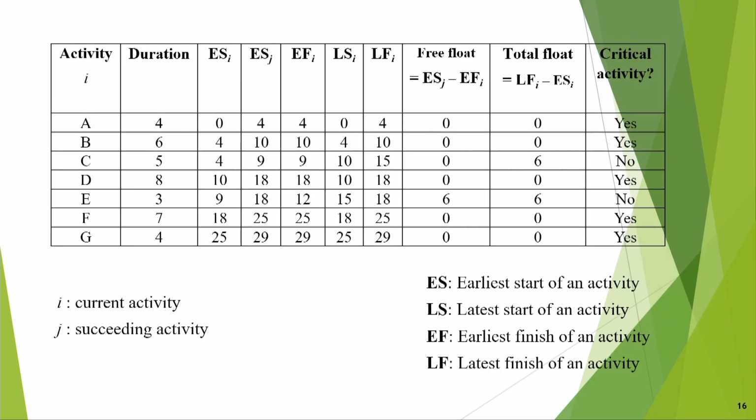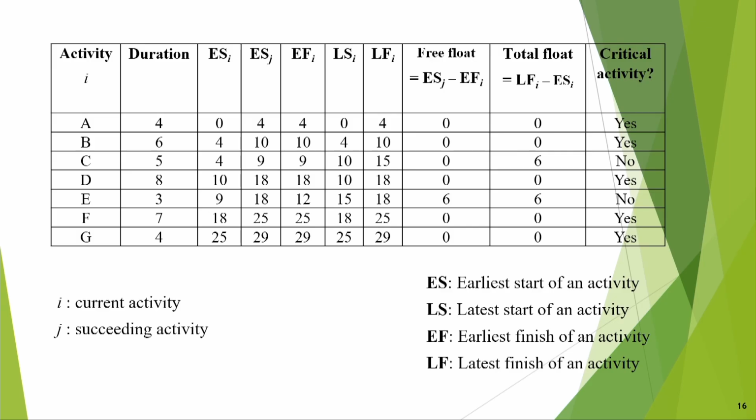If I plot them in a table, then I can write the activity, then the duration. We can say the earliest start time of activity J, EFI and LSI, LFJ. So for each activity we can find out the float. We can have the earliest start of an activity, the latest start, this is the current activity, and I have also written the succeeding activity J.